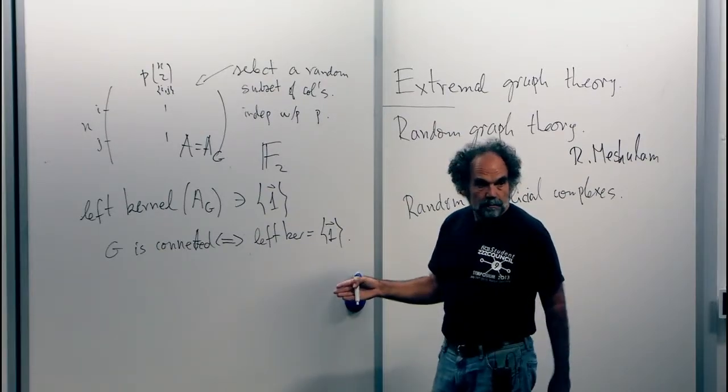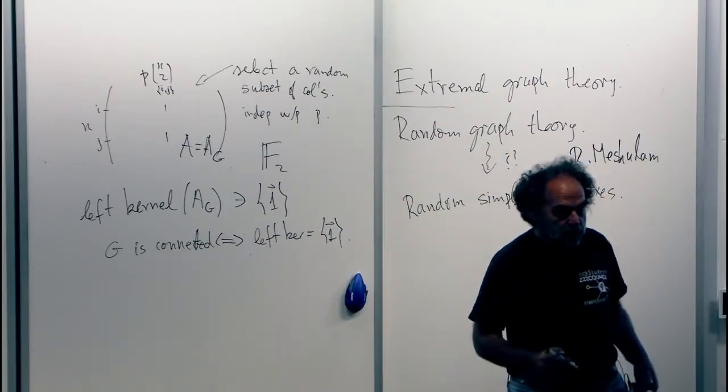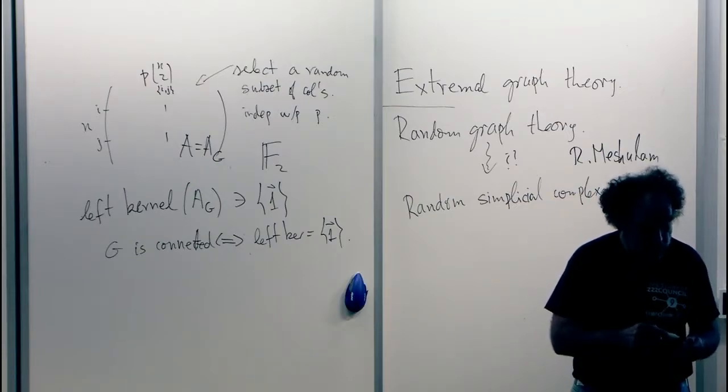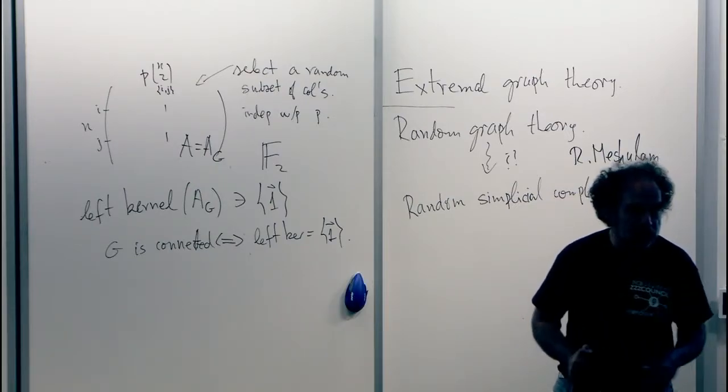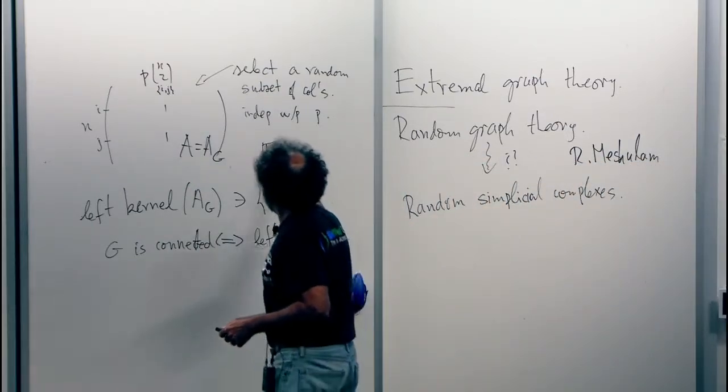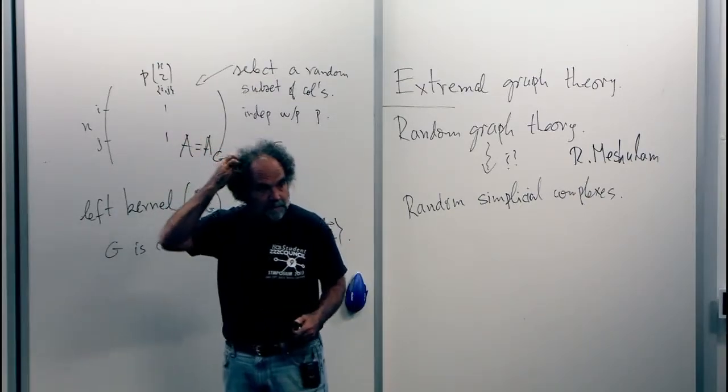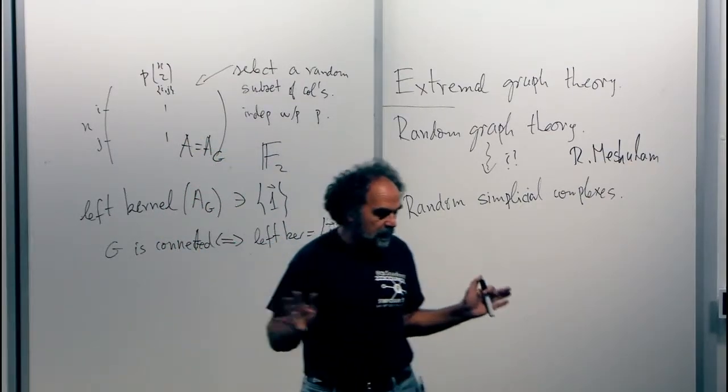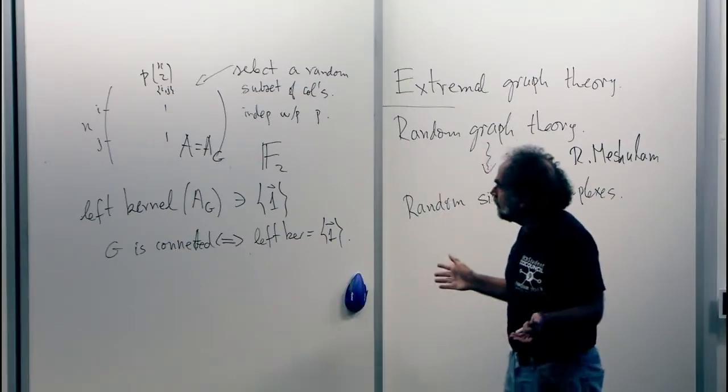That's true, right? So if you put the 1 and the minus 1, the same thing would work over any field. The convenience about F2 is that minus 1 is 1, and so things become a bit simpler.